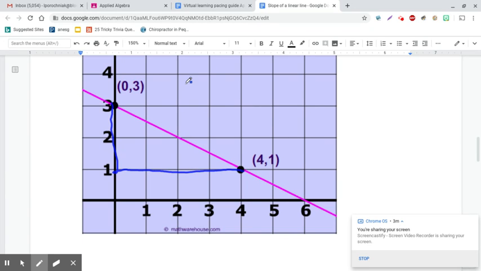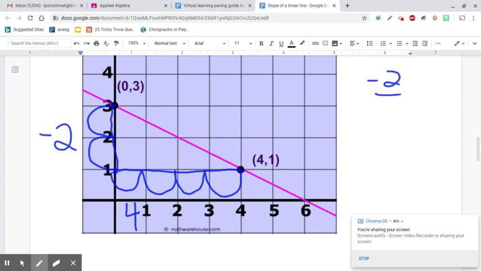First we're going to do our rise. We're going to count how many boxes it takes to go down. 1, 2. Now, guys, we went down, not up, so it's going to be a -2. Now we're going to go over. How many does it take to go over? 1, 2, 3, 4. So the bottom's 4. So your rise is a -2 and your run is a 4.